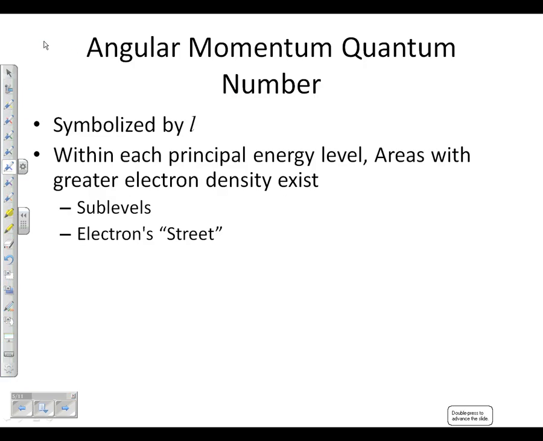Sublevels. Allison, Chris, like you guys just said, those are the areas within the big levels where we're most likely to find electrons. Okay? Cleveland is n equals 1. Lakewood is an l within that big n. Does that make sense? Okay?